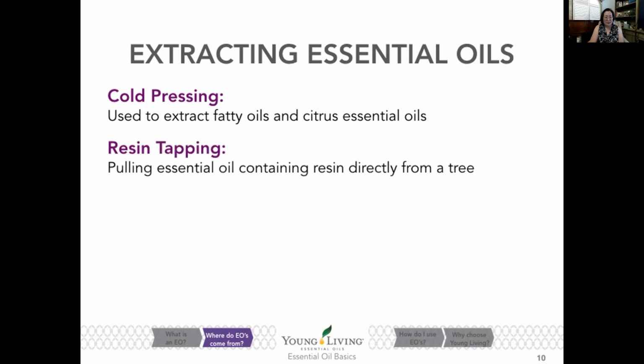Resin tapping, that's pulling resin from trees and taking it to be distilled. This is accomplished by cutting the external plant parts, causing distress to the tree, which then secretes a resin. And essential oil is steam distilled from the resin, and resins can also be chewed like gum. This is something that we do with our frankincense resin.